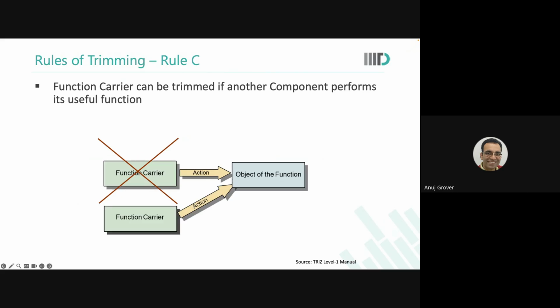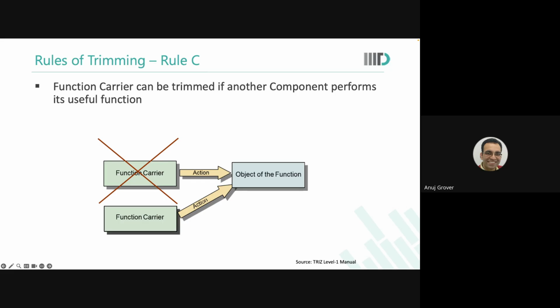Huh? Third rule. If the object cannot self-serve, then assign that function to another component in the system or the super system so that that useful function is still performed. So the statement is, function carrier can be trimmed if another component performs its useful function. That component can be a system component or a super system component, but the useful function is taken care of. This is simple to understand.